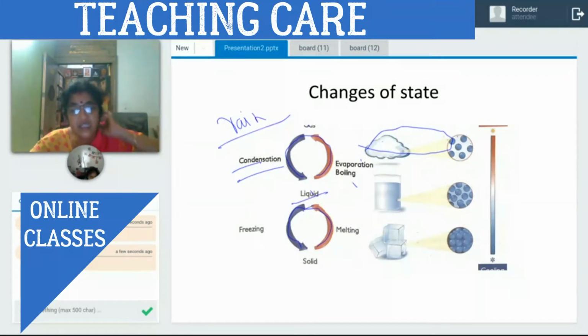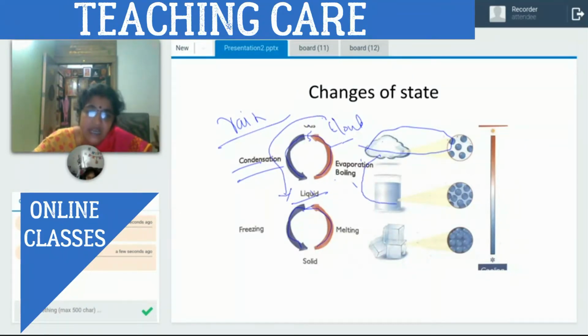Initially, that water was there. After evaporation, because of the sun's heat, it will change into gas, and it will be called a cloud. So many gas particles will be in the cloud. Then after that, it will get cold, and so many particles will collide with each other, and they will come as rain. So that gas comes as rain. That is called condensation, right?